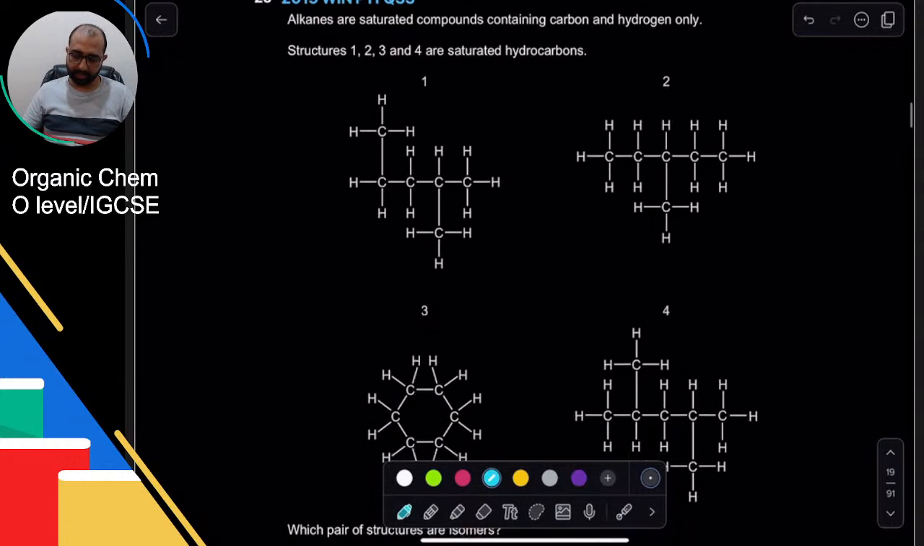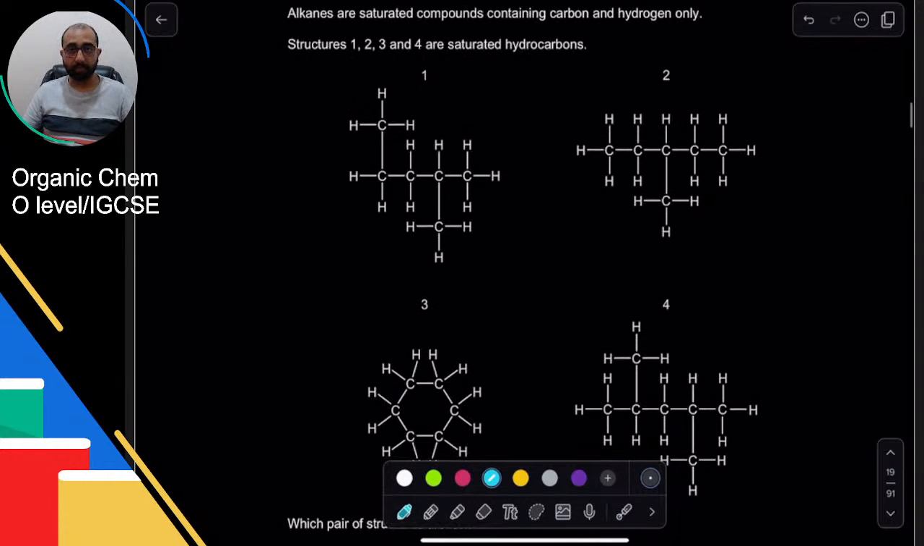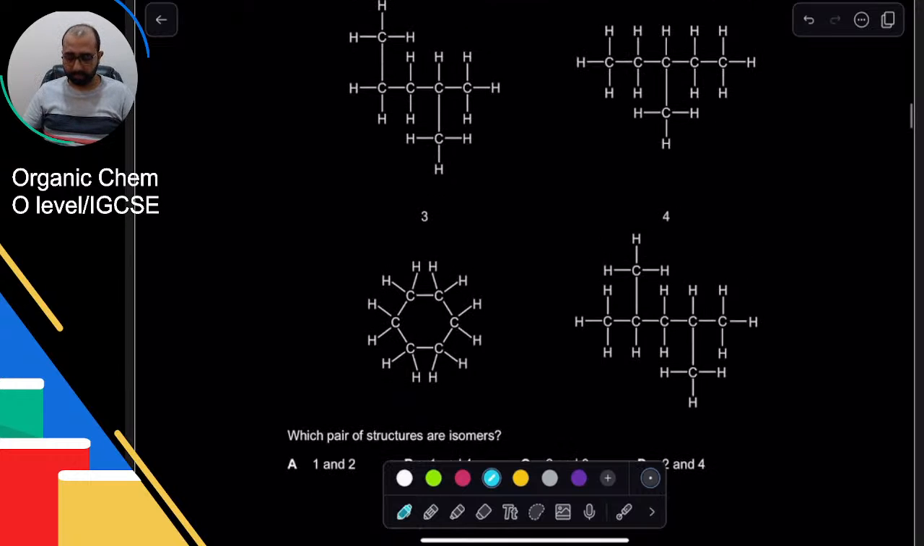Alright, alkanes are saturated. ये हमने शायद नहीं किया question. Okay, alkanes are saturated compounds containing carbon and hydrogen only. This is literally the definition of hydrocarbons. Structure 1, 2, 3 and 4 are saturated. So likely के वो alkanes के isomers होंगे. Which pair are isomers? Let's see.